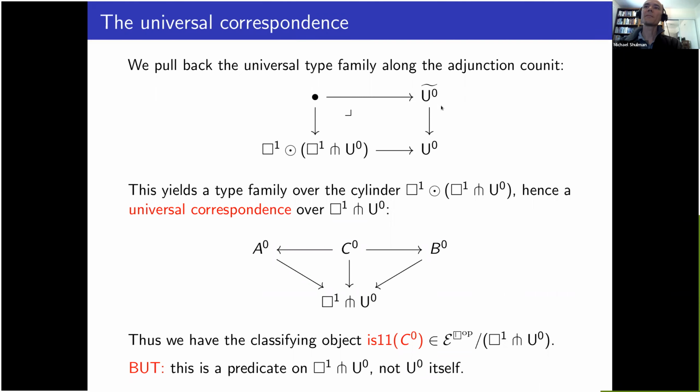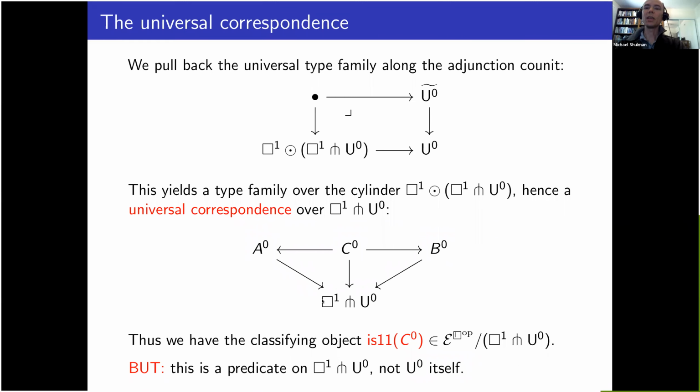So I'll take this universal type family and pull it back along that co-unit, and I get a type family living over this cylinder. Now that's an object over a cylinder, so it corresponds to a span with A0, B0, and C0 that lives over the path space of U0. So this is the universal correspondence, the universal relation, the universal span. And I can build this classifying thing for it, which lives in the slice category over the path space, because this span lives over the path space of the universe.